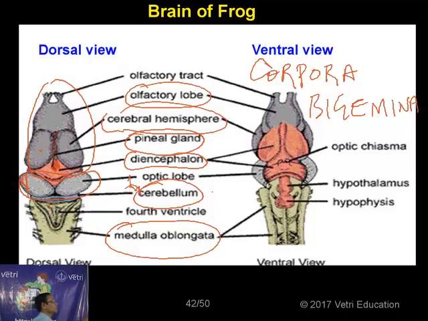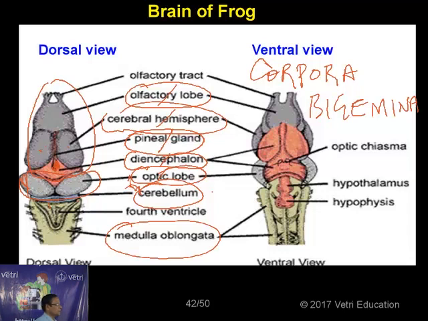The forebrain includes number 1 the olfactory lobe, number 2 the cerebral hemispheres, number 3 the diencephalon. In the center of the diencephalon, we have a gland, that is the pineal gland. Now we have the midbrain, it is formed of the optic lobe. This is the optic lobe, 2 in number, hence called corpora bigemina.